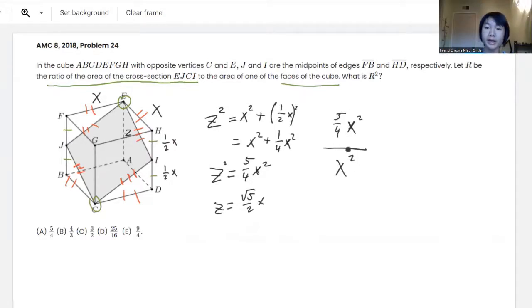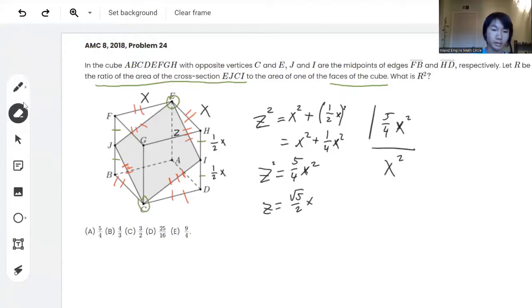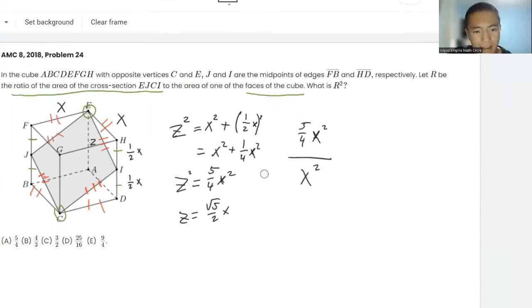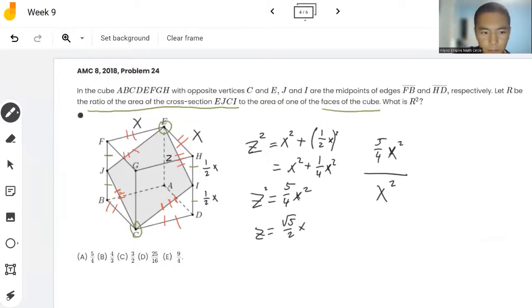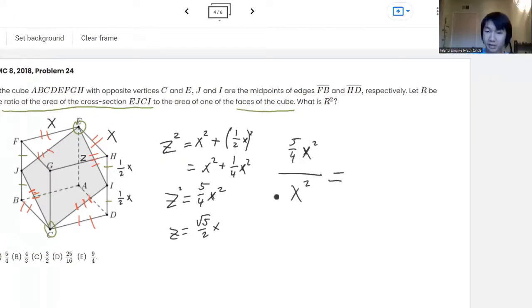So remember, we're doing 5/4 x squared over x squared because that's what the question is asking. We're looking for the area of the cross section. So we're looking for the area of this bit here in the middle of the cube versus the area of one of the faces of the cube. So the area in the middle is this, and the area of one of the sides, which is this bit here, is equal to this. And so when we take the ratio, it would end up being 5/4, and the answer would be A. So here we can just simplify, cross out the x squared, so that gives us 5/4.